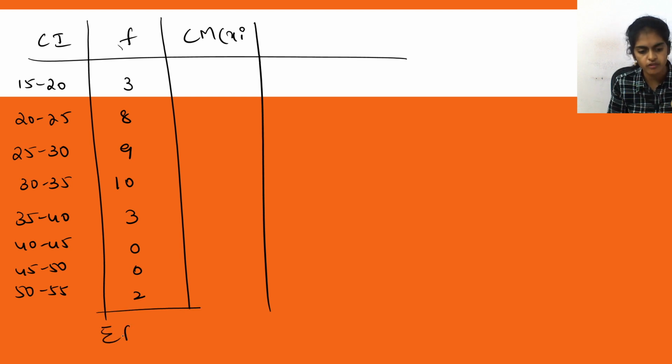So what is the sum of frequencies? So you can say 9 plus 8 is 17, plus 3 is 20, 23, 23 plus 2 is 25, and 1 plus 2 is 3.